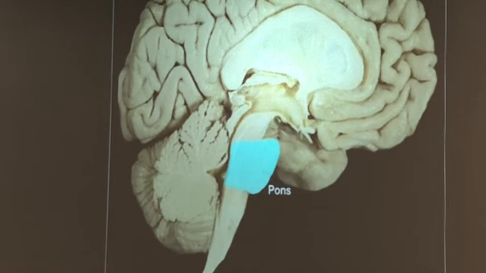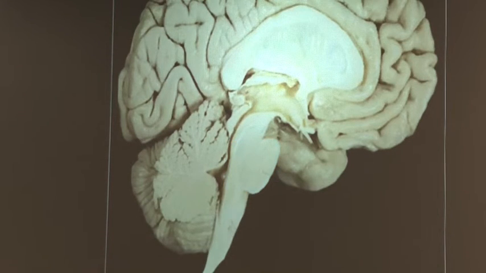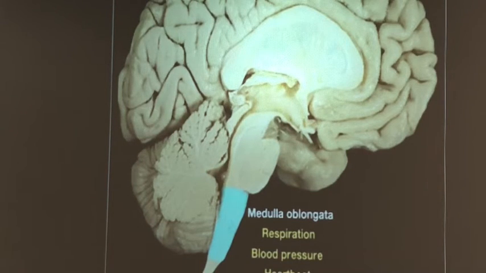The pons is located caudal to the midbrain and is characterized by a prominent anterior bulge. It contains numerous ascending or descending fiber tracts. The cerebellar hemispheres are attached to the pons. The medulla oblongata extends from the pons to the foramen magnum, where it is continuous with the spinal cord. All nerve fibers traveling between the brain and spinal cord pass through the medulla oblongata. It also contains nuclei concerned with basic physiological functions, such as respiration, blood pressure, and heartbeat. Important.